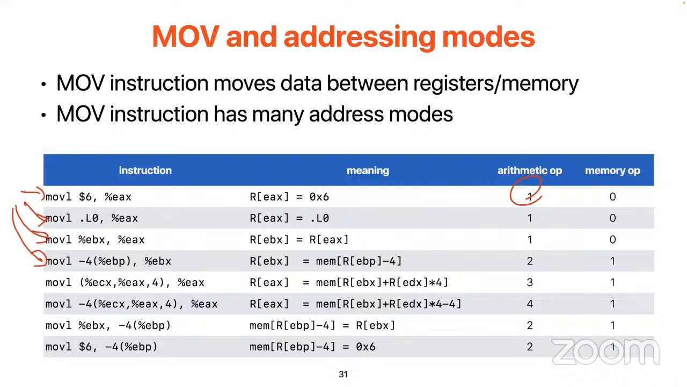Or like this one, you are accessing the memory location with the base address value stored in a register, RBP -4, and then assigning the value to the destination register. So your arithmetic operation is actually 2, because you have to do the -4 and then perform the assignment, adding 0 to the loaded value and storing it to the destination. And there's one memory operation as well.